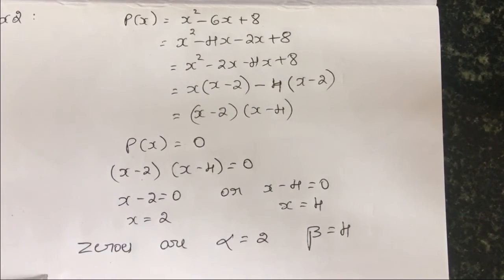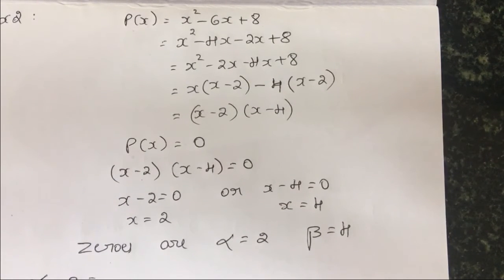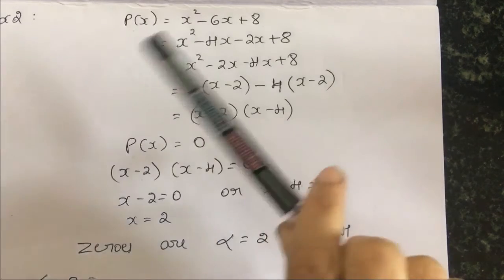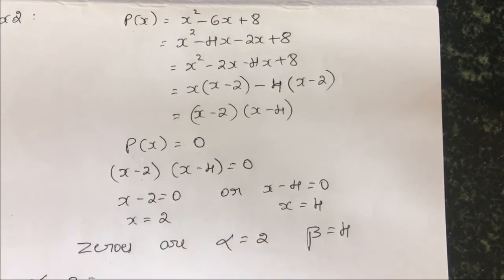Okay, now I have to check the sum of the zeros. See, the question will be like this: they'll give you the polynomial and ask you to find the zeros and verify the relation between the zeros and the coefficients. You need to find the zeros first and then verify the relation between zeros and coefficients. For that you have to check alpha plus beta. This alpha plus beta must be equal to minus of coefficient of x divided by coefficient of x square. Okay, that you have to check.